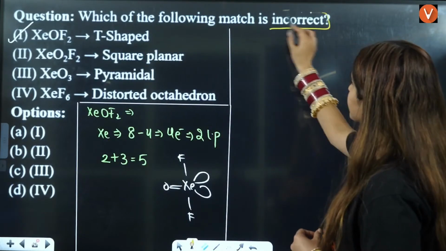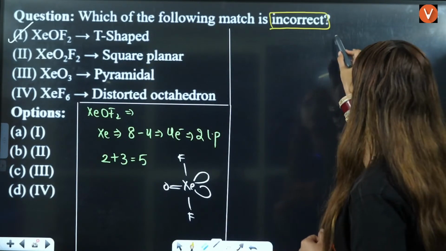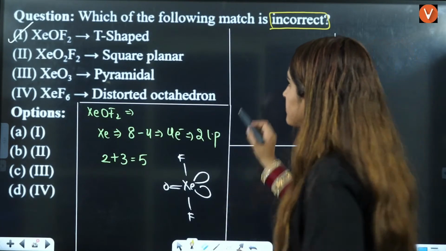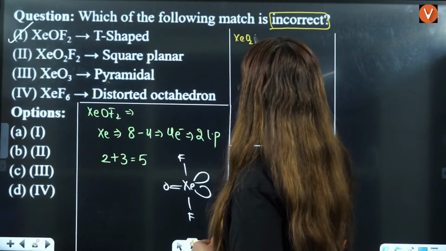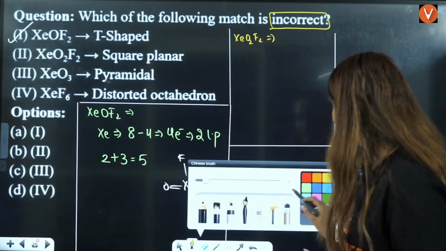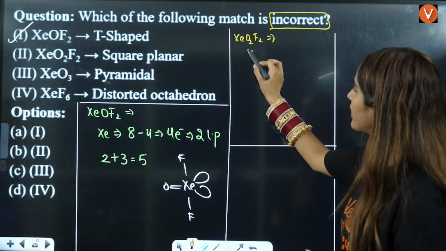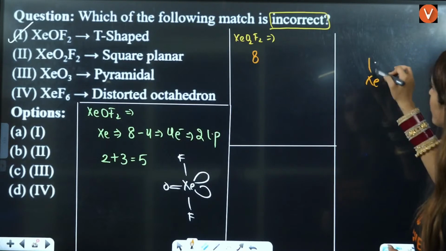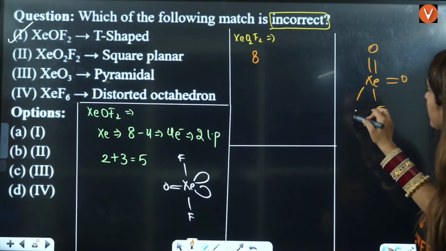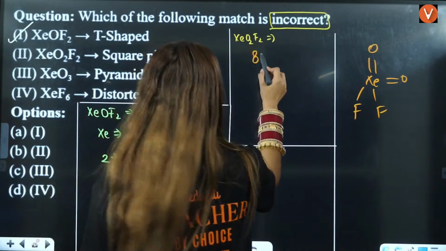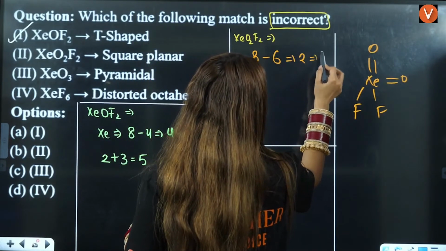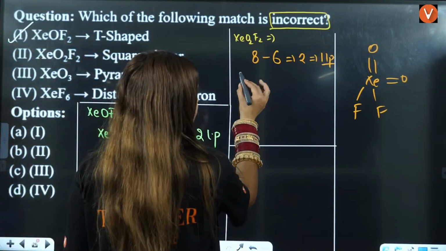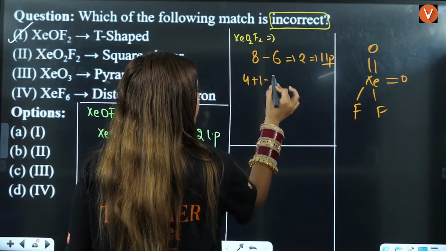They are saying which of the following is incorrect. For that, let us solve it for the other, that is XeO2F2. Now again here, Xe has 8 electrons, 8 minus, Xe has 2 double bonds with oxygen, 2 bonds with fluorine. So total it has 6 bond pairs. So 8 minus 6 is equal to 2. That is 1 lone pair. 1 lone pair means here it is 4 sigma plus 1 lone pair means 5.